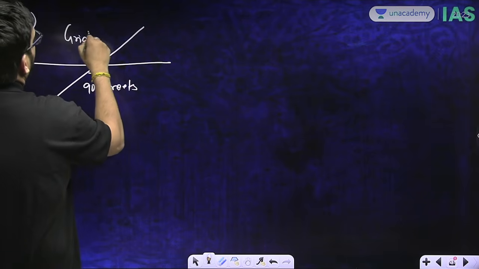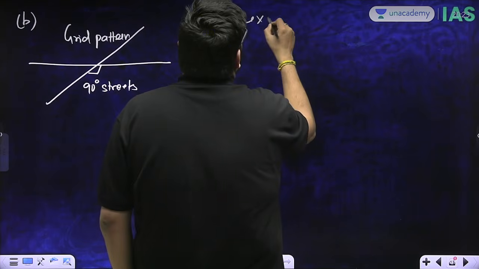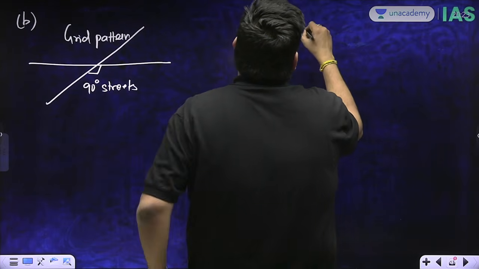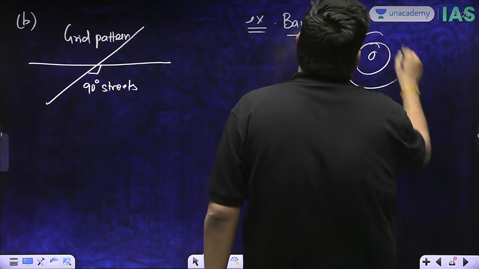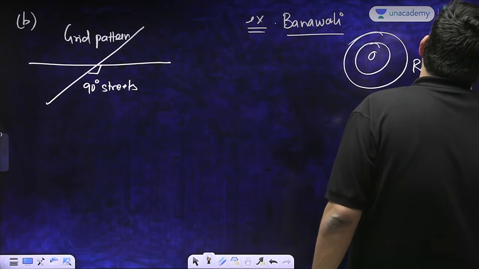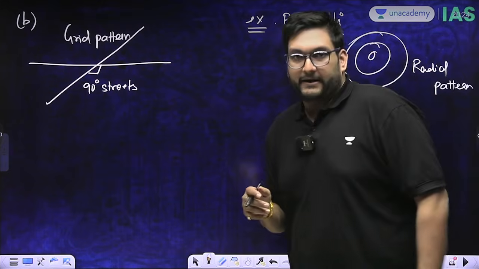Further, the second thing which they say under town planning is something called the grid pattern, 90-degree streets, grid pattern roads, and the exception here is only Banavali. Banavali is actually not a grid pattern but concentric circles, which is called a radial pattern. This you should know for the examination. Not all sites have a grid pattern in that regard.